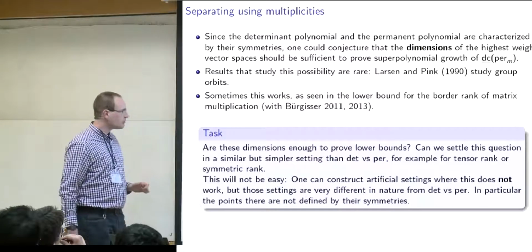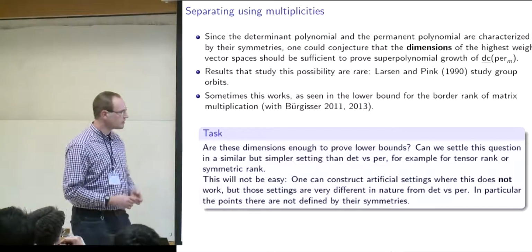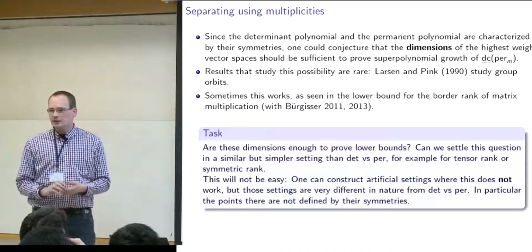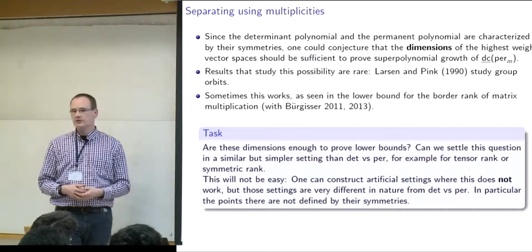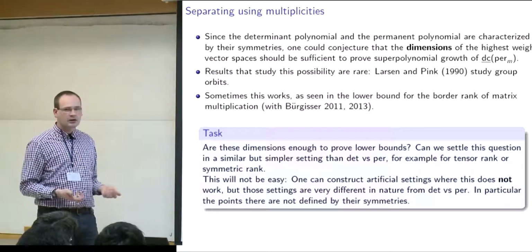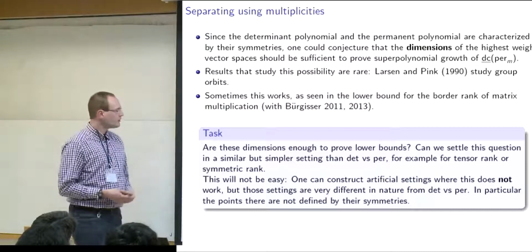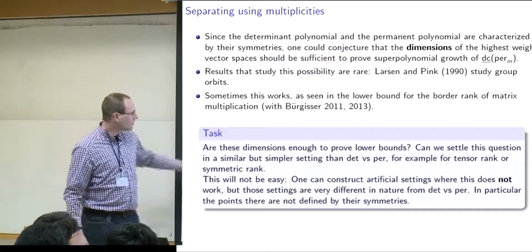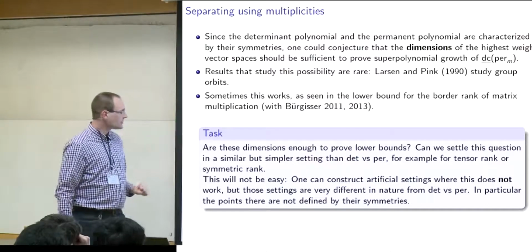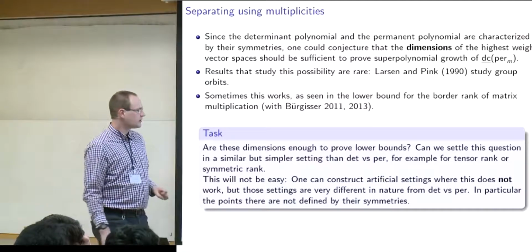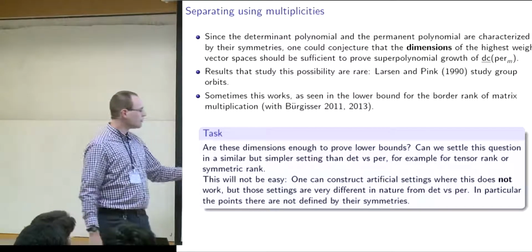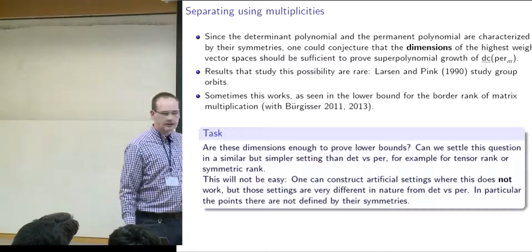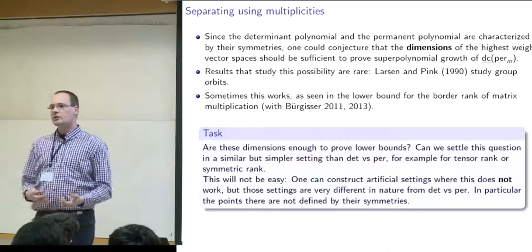Can we settle this question in a similar but simpler setting than determinant versus permanent? For example, one could look at tensor rank, or symmetric rank, or anything that is close enough to the original question. In the determinant versus permanent question, the points are characterized by their stabilizer. If the points are not characterized by the stabilizer, this is known to not work. One can construct artificial settings where it does not work, but those settings are very different in nature from determinant versus permanent. In particular, the points are not defined by their symmetry.